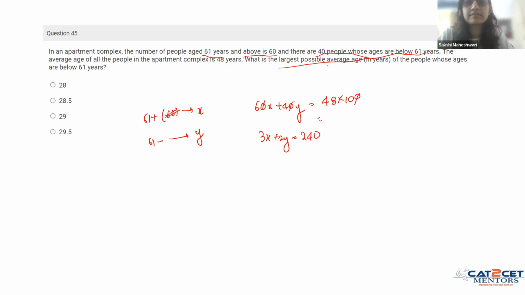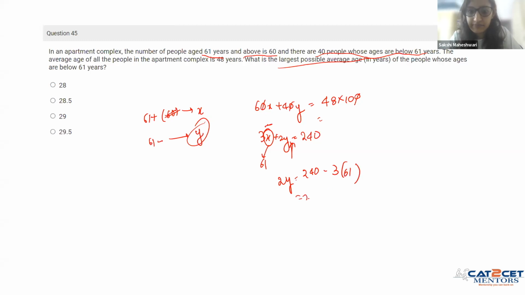Now we want to maximize the average age of people below 61. We want to maximize y. So x should be minimum, and x minimum will be 61 years and above. So this will be 61.